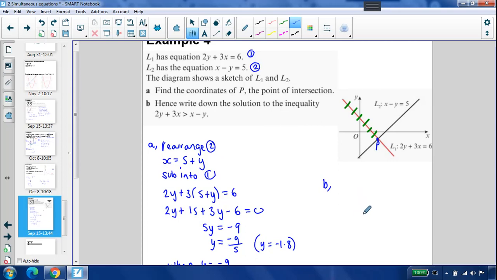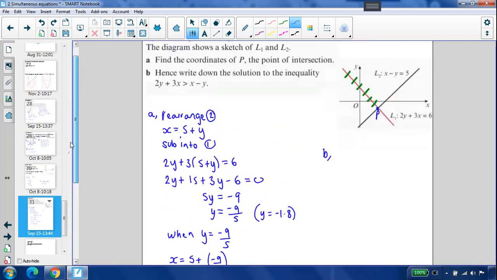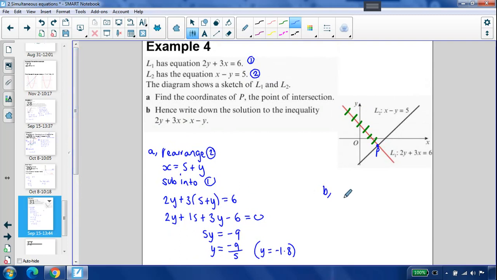So we are going to have, well, whatever that x value was, the x value is 16 over 5. So x is going to be less than 16 over 5. And again, you can have the decimal here. An equivalent of that is absolutely fine.